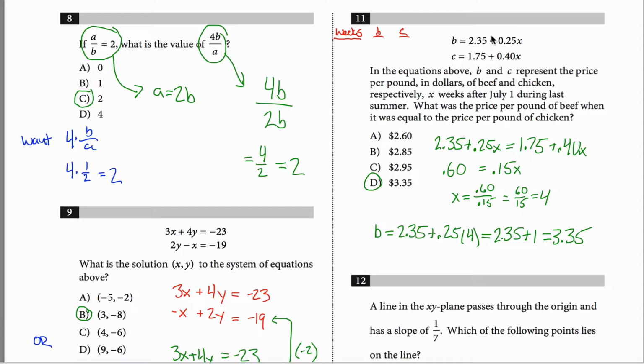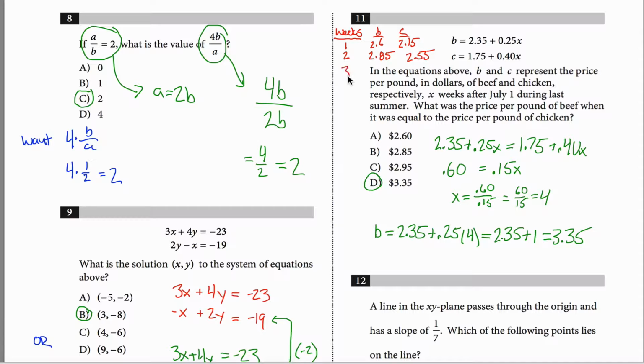Right? After 0 weeks, the prices aren't the same. They're 2.35 and 1.75. After 1 week, beef has gone up by a quarter. So 2.35 plus a quarter gives me 2.6. And chicken is 1.75 plus 40 more cents, so 2.15. Shoot, they're not equal yet. Well, I guess I have to wait for another week. After another week, this number goes up by another quarter. So what's this plus 0.25 more? Well, it's 2.85. What's this plus another 40 cents? It's 2.55. Shoot, still not the same.